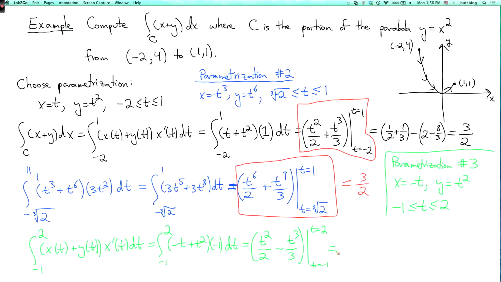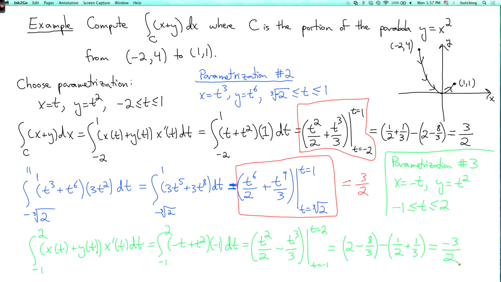So at t equals 2, I get 2 minus 8/3, and at minus 1, I get a half minus 1 over 3, which is plus 1/3. And if you look at this, this is minus what we got over here, so the final answer I get is minus 3/2.